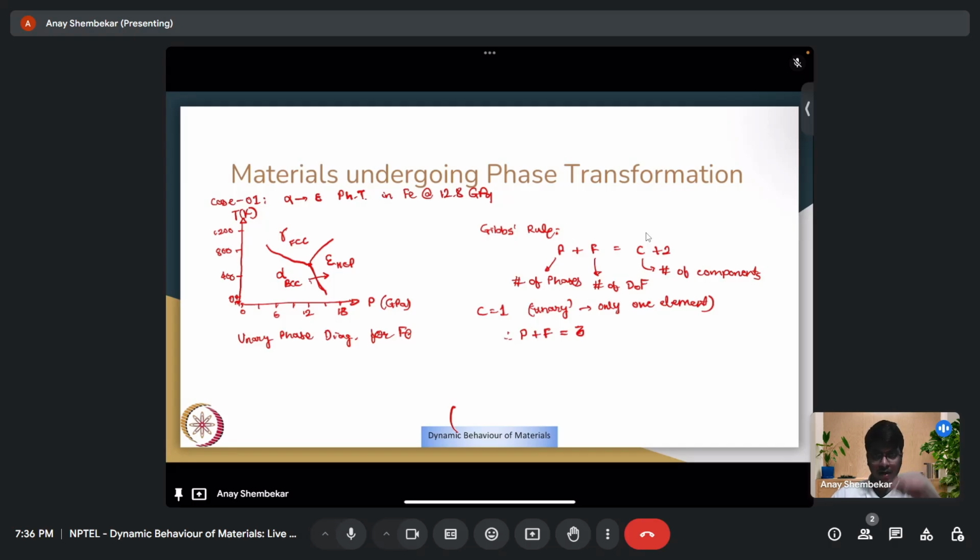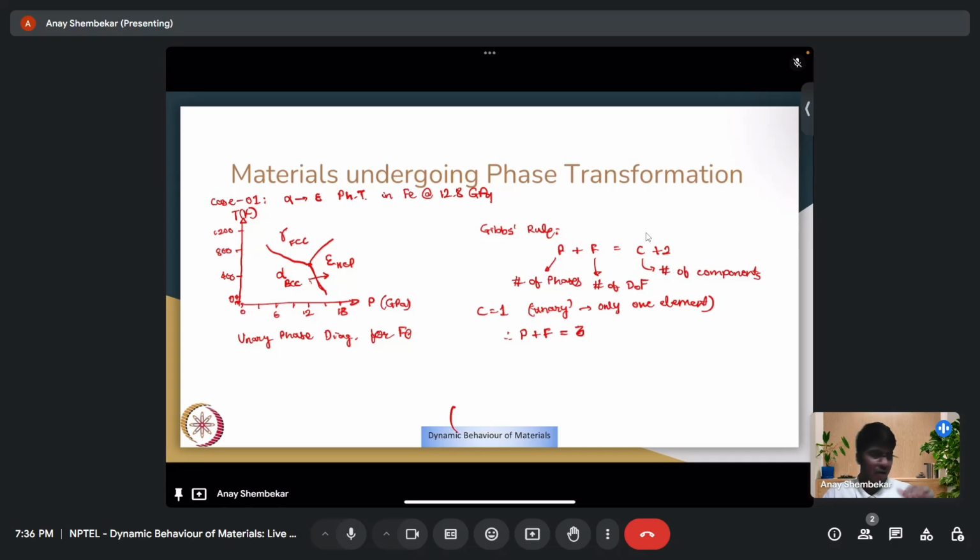Now, at the intersection of those three phases, you have a triple point. A triple point occurs when three phases simultaneously coexist at a given point. So in our equation, P plus F equals 3 for the unary phase diagram of iron, because your number of phases P becomes 3, your F becomes 0. What that means is, the moment you talk about the triple point, both pressure and temperature are predetermined. You cannot move around. So that just packs that whole thing up, and this is what we see.